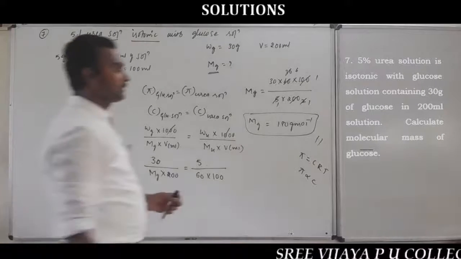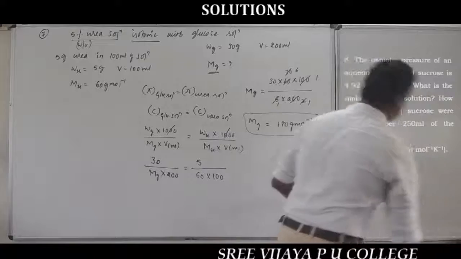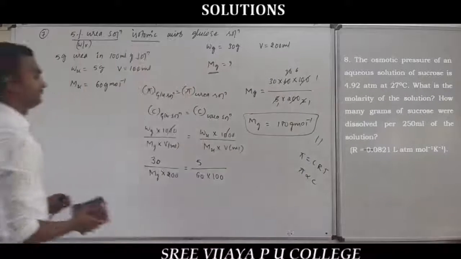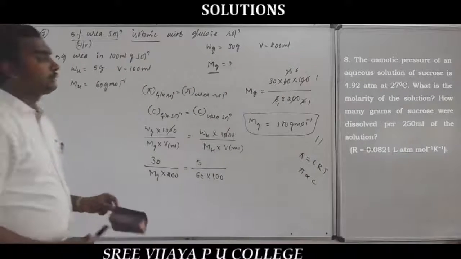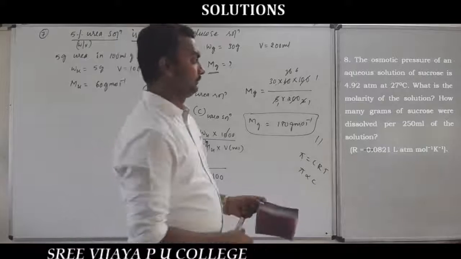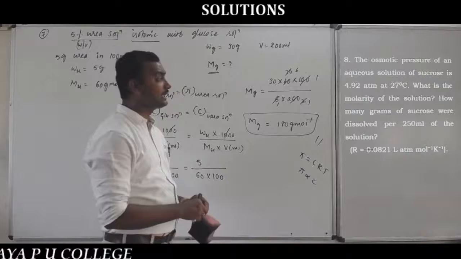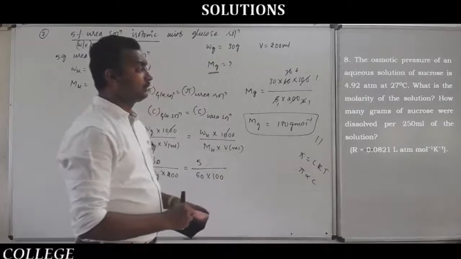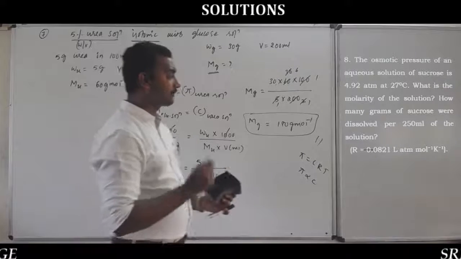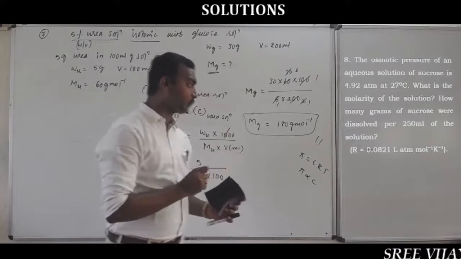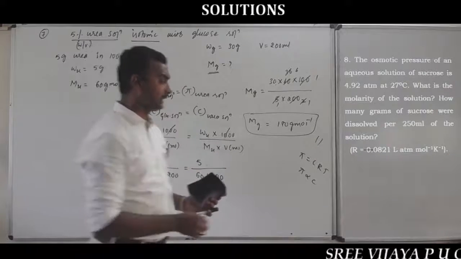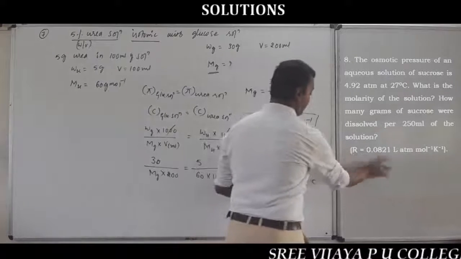Okay, on to the next problem. Question number 8. The osmotic pressure of an aqueous solution of sucrose is 4.92 atmosphere at 27 degrees Celsius. What is the molarity of the solution? How many grams of sucrose were dissolved per 250 ml of the solution? And they have also given the R value.